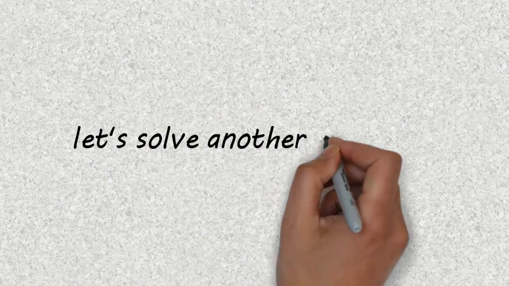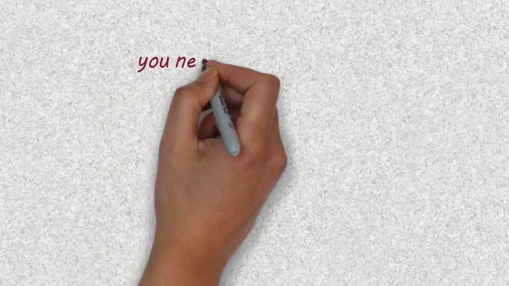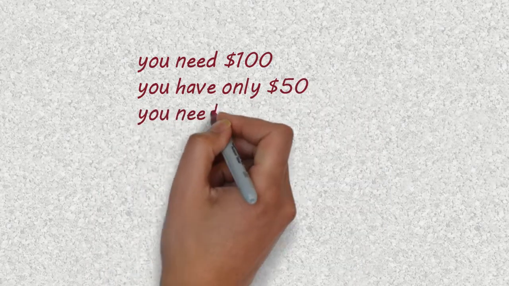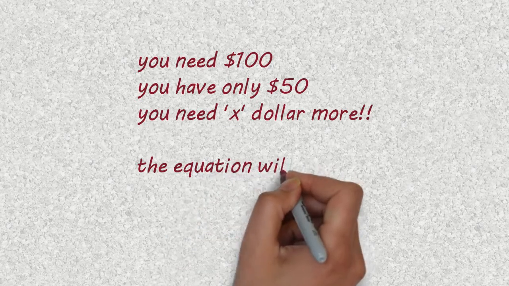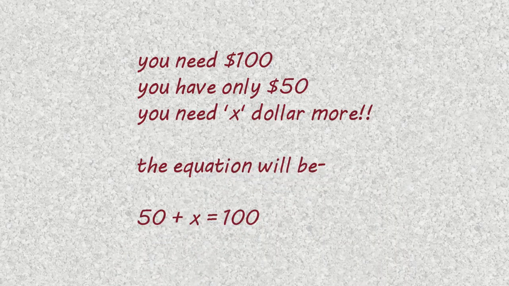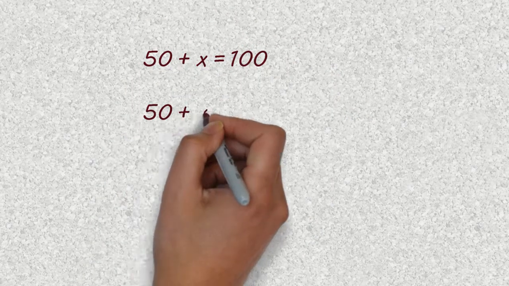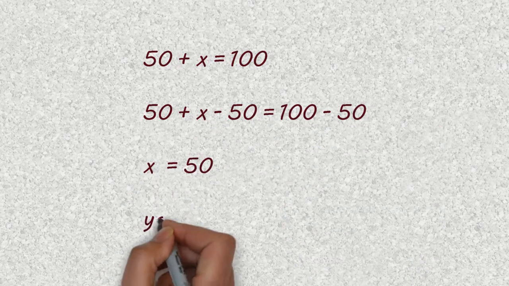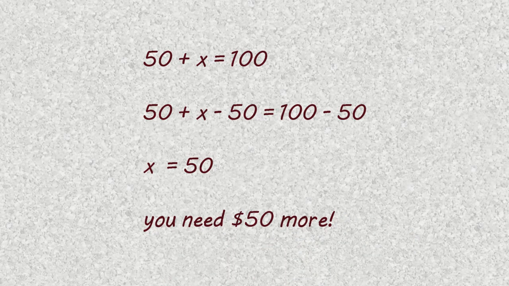Let's solve another equation. Suppose you need $100 to buy a video game. You have only $50. Now you need x dollars more. So the equation will be 50 plus x equal to 100. Now let's solve the problem here. 50 plus x equal to 100. Eliminate 50 from the left side, eliminate 50 from the right side, so that you get x equal to 50. So you need $50 more.